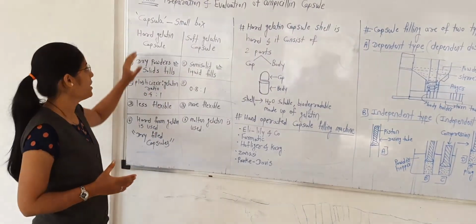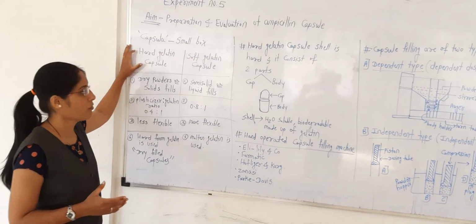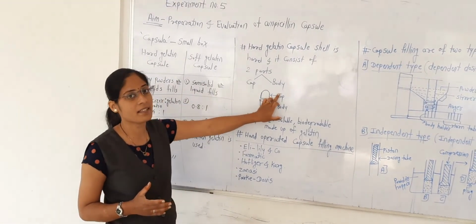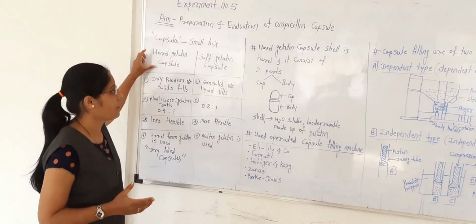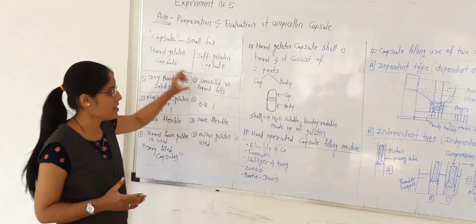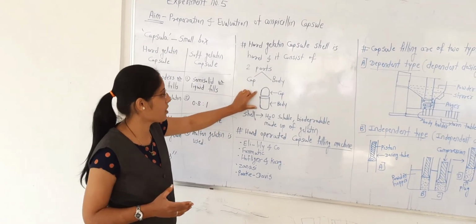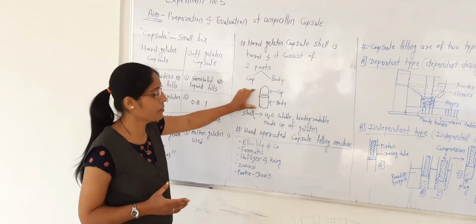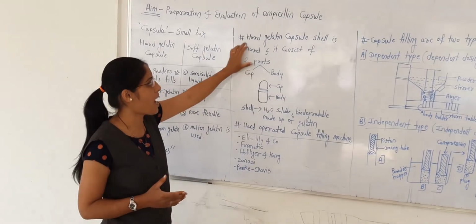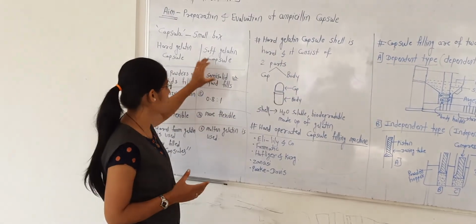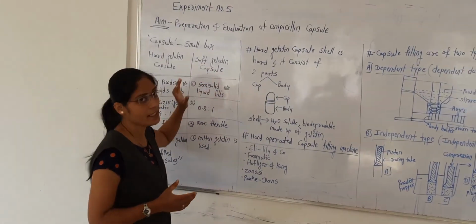In hard gelatin capsule it consists of two parts: one is the cap part and second is the body part. Hard gelatin capsule contains a shell, and that shell is very hard. See this diagram: this is called the capsule shell, the empty capsule shell, and it is very hard, hence we call it hard gelatin capsule. In soft gelatin capsule this shell is very soft, so we call it soft gelatin capsule.